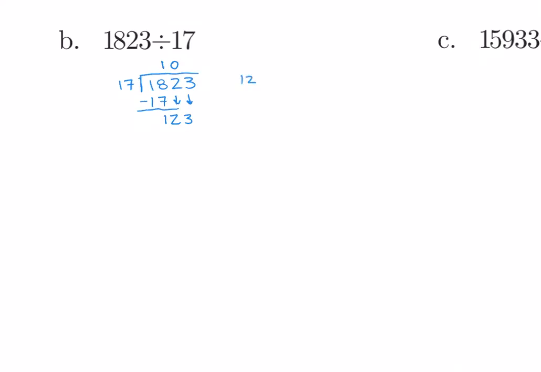We do need to go ahead and think about this one. So I'm going to go ahead and round. I'm going to round my 123 down to 120. I'm going to round my 17 up to 20. Now I want to know how many times does 2 go into 12? The answer is 6. So if we go ahead and multiply this, we get 6 times 17. 6 times 7 is 42. 6 times 1 is 6, plus 4 is 10.